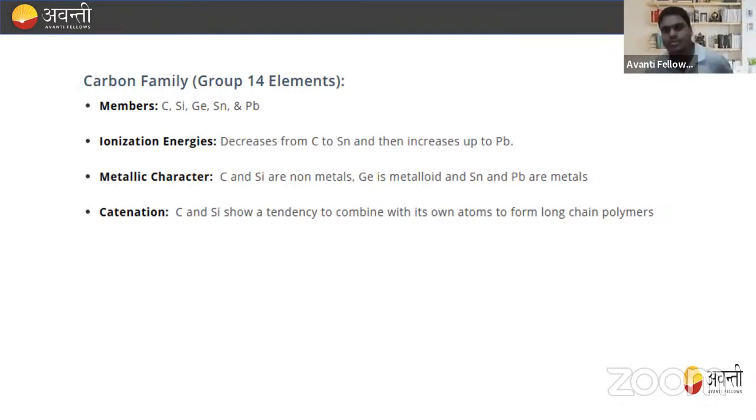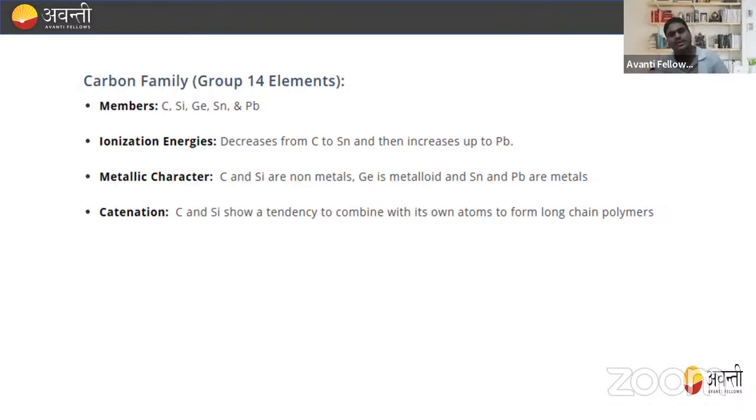Why is this happening? This is basically due to the inert pair effect, right? The d and f electrons come into the picture and provide a poor shielding effect, and due to this it happens. Now, if I'm talking about metallic character, carbon and silicon are non-metals, germanium is a metalloid basically, and Sn and Pb are metals.